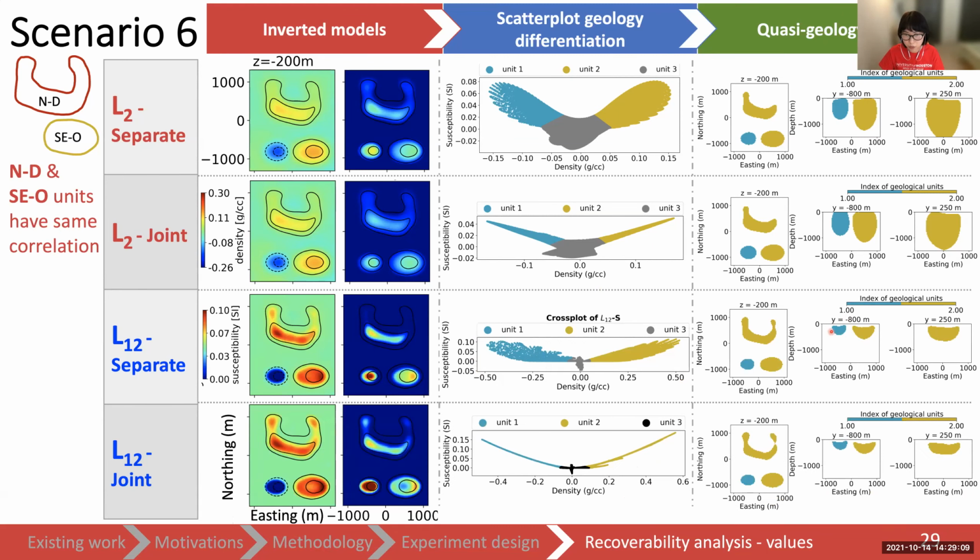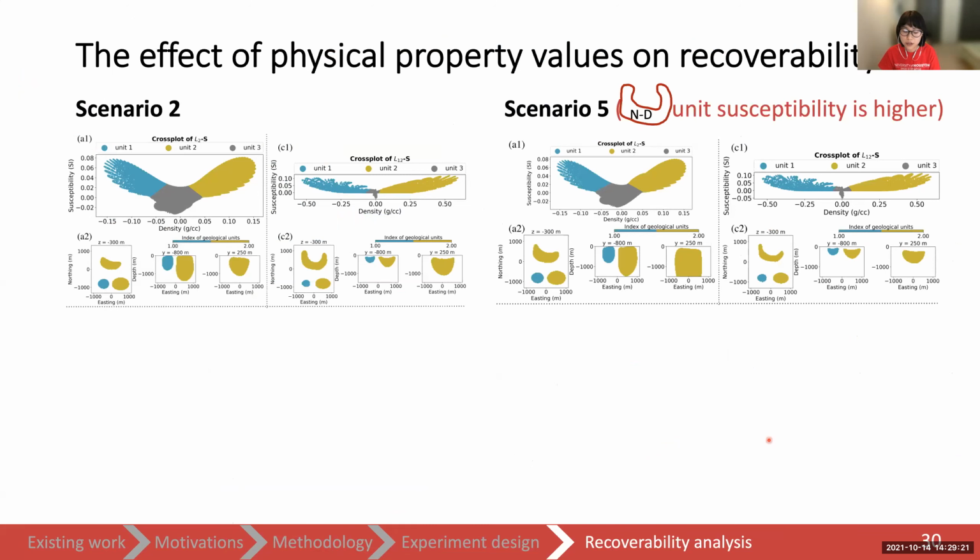And lastly, from the sparse norm joint inversion, the recovered linear trends are further confined, and the recovered anomalies are more detailedly imaged in both shapes and volumes. So here's a recap on the effect of physical property magnitudes on the recoverability.